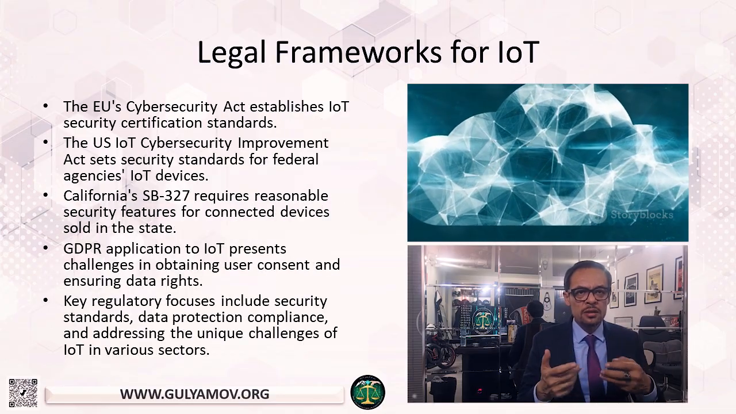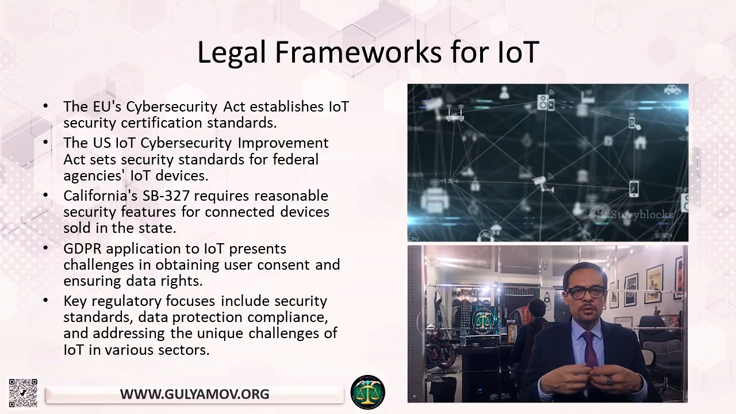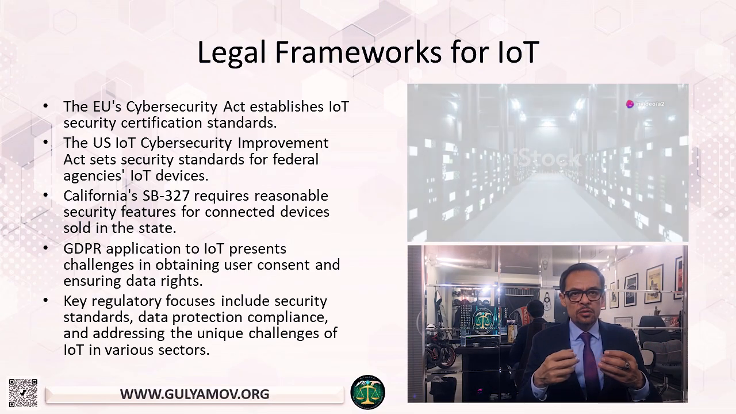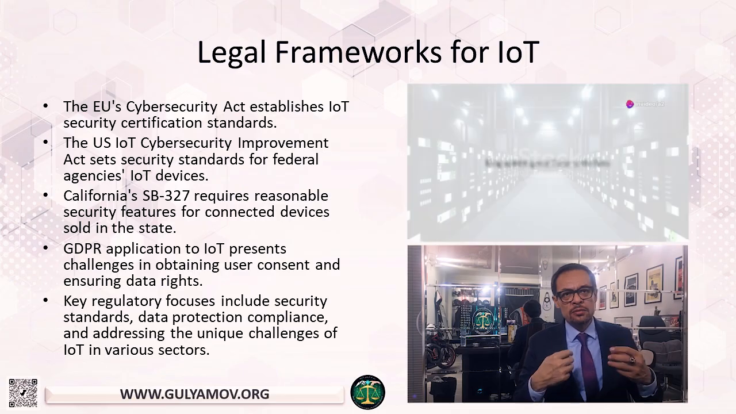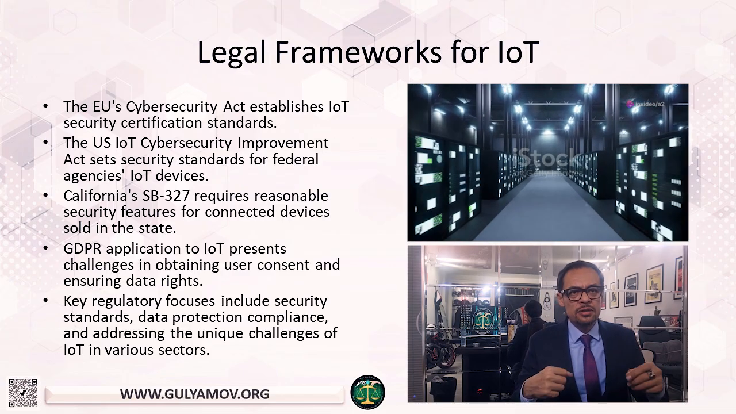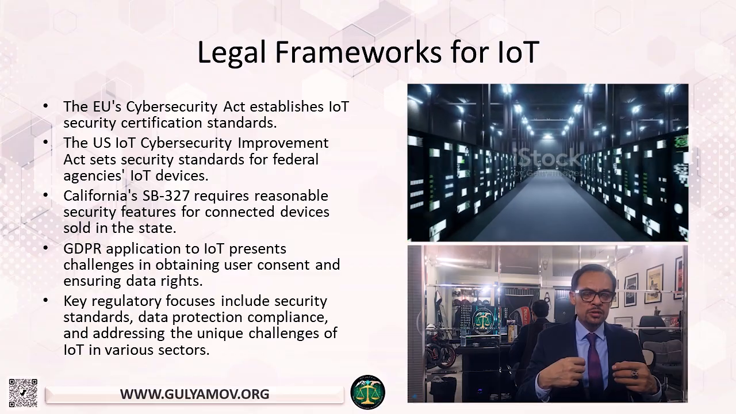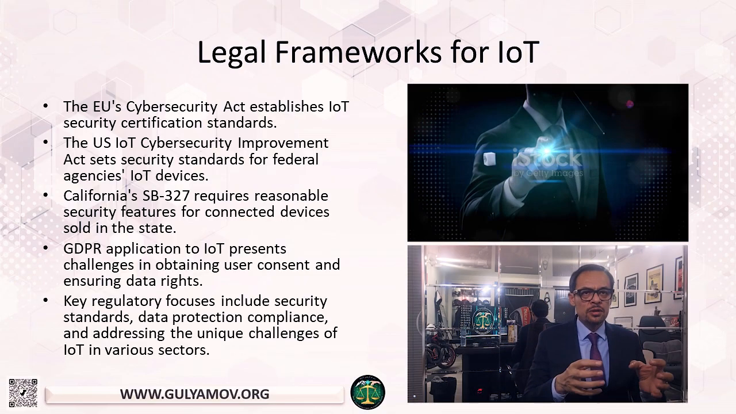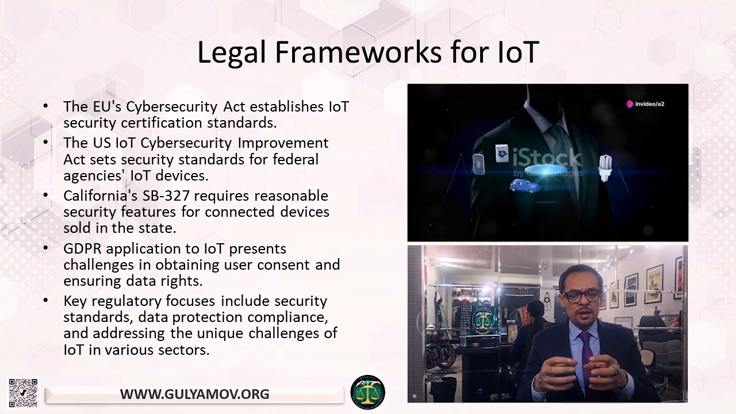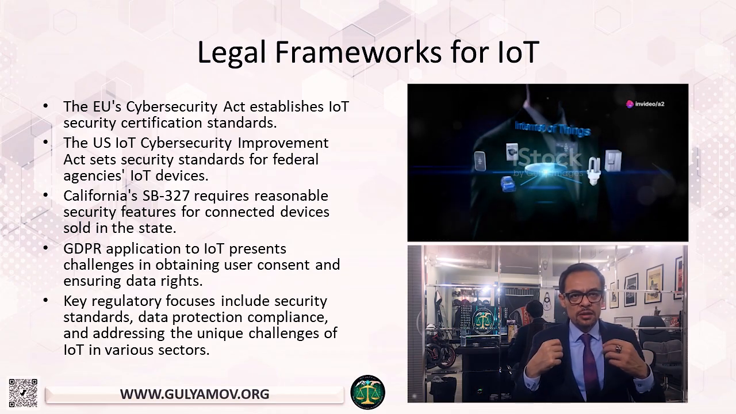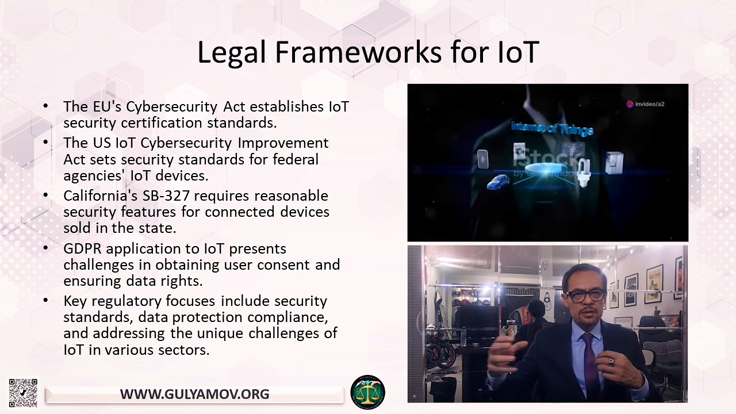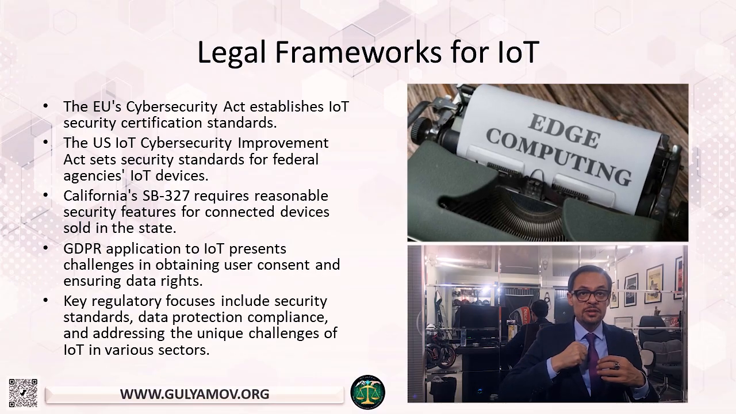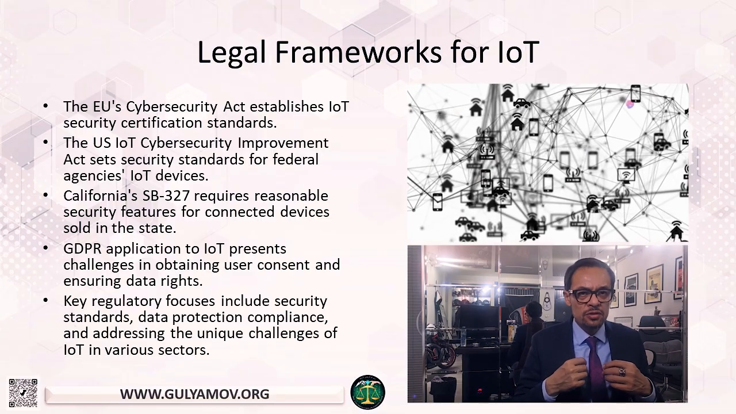Legal frameworks for IoT. The legal landscape for IoT, as depicted on our slide, is a rapidly evolving terrain shaped by diverse global approaches. The EU's Cybersecurity Act stands as a pioneer, establishing comprehensive security certification standards for IoT devices. Across the Atlantic, the US IoT Cybersecurity Improvement Act sets a new bar for federal agencies' IoT deployments. California's SB 327 takes a bold step, mandating reasonable security features for all connected devices sold in the state.